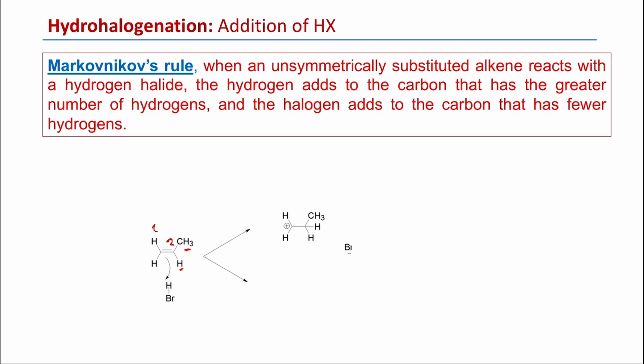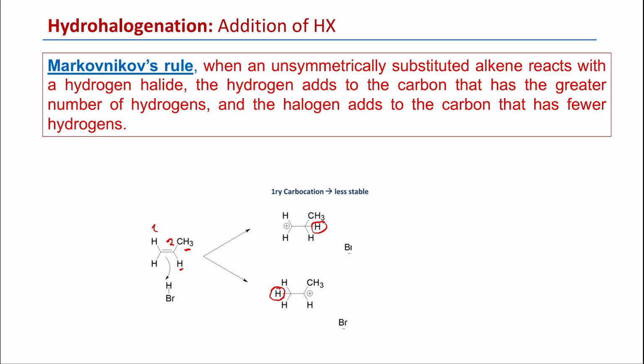So if the hydrogen adds to carbon number 2 here, that will generate a positive charge on carbon number 1. And the carbocation here is a primary carbocation. The second possibility is the hydrogen attacking the first carbon. So it adds to the first carbon and that will generate the positive charge on carbon number 2, and now we have a secondary carbocation.